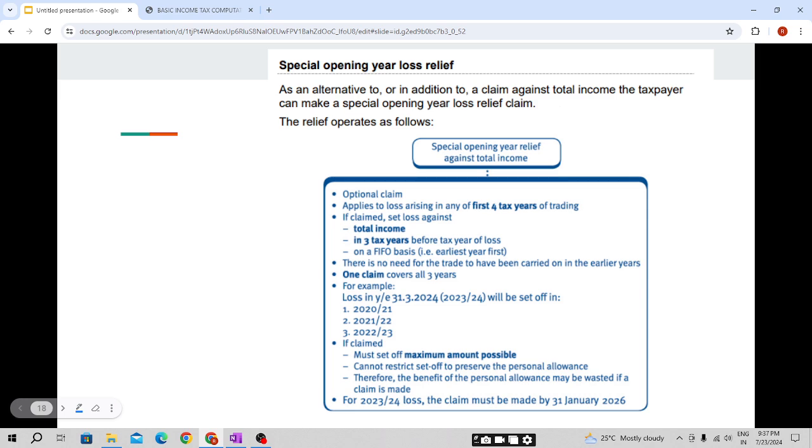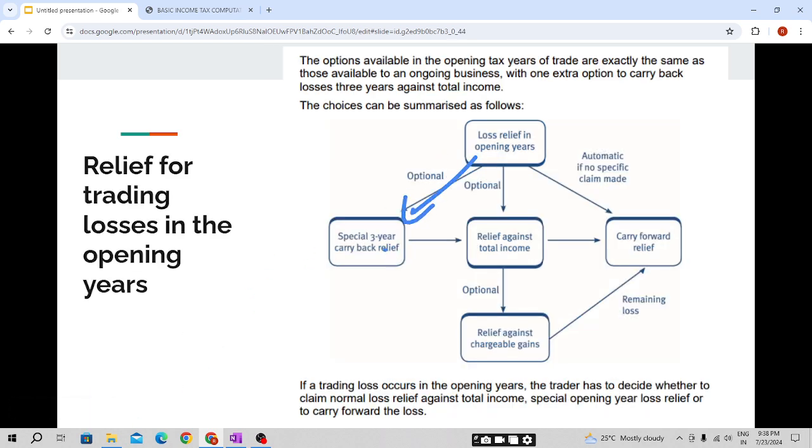So I hope this is clear, students. And students, when we set off against the total income, we can't set off against the capital gains. Please do keep that in mind. See here, students, we have done this format. Special rule, 3-year tax relief against the total income. Then current year total income, then chargeable gain. In that you can use. So these are the options which an individual can use to set off the loss.